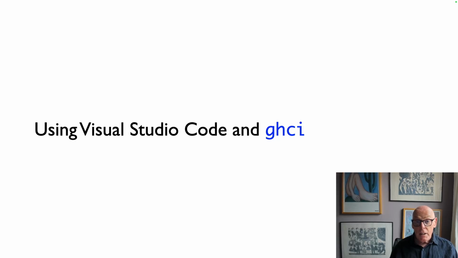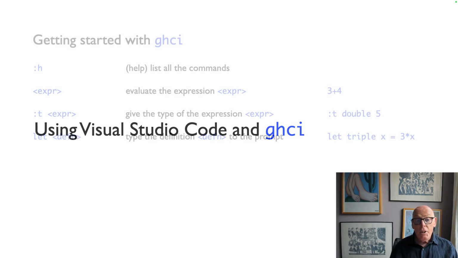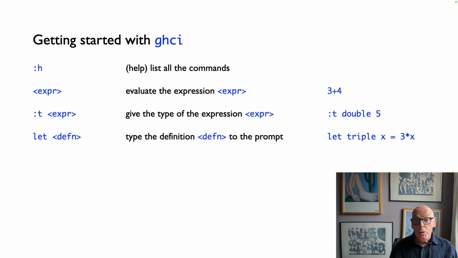ghci, that's GHC, Glasgow Haskell Compiler Interactive, and its integration into Visual Studio Code. Let me just give you a brief introduction to what we can do with ghci, and then we'll see it in practice. The commands for ghci tend to start with a colon, so :h lists all the commands, and if you type that, you'll see that it's got a whole lot of functionality built in. What I've done here is separate out the things that I think are most important for getting started. So you can just type an expression, and what that will do is result in the expression being evaluated.